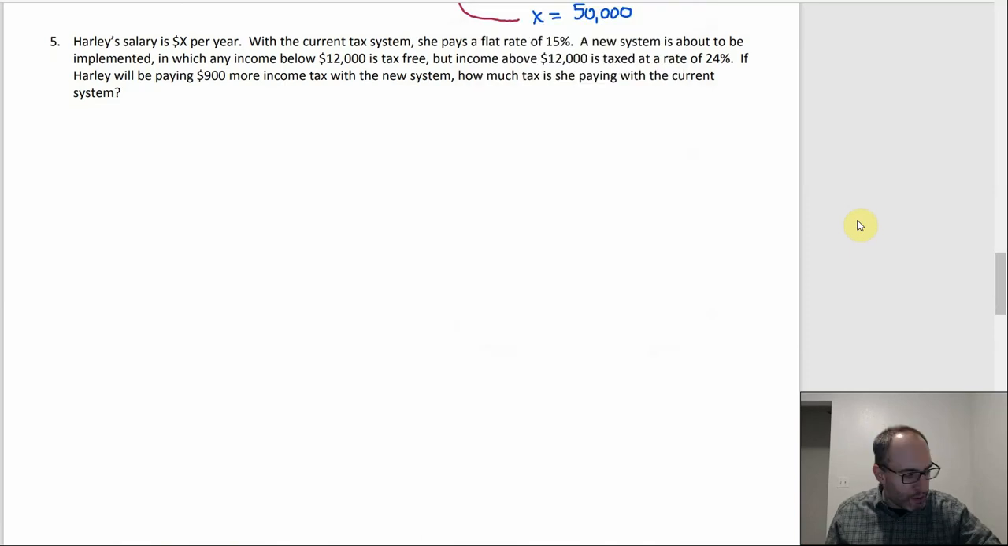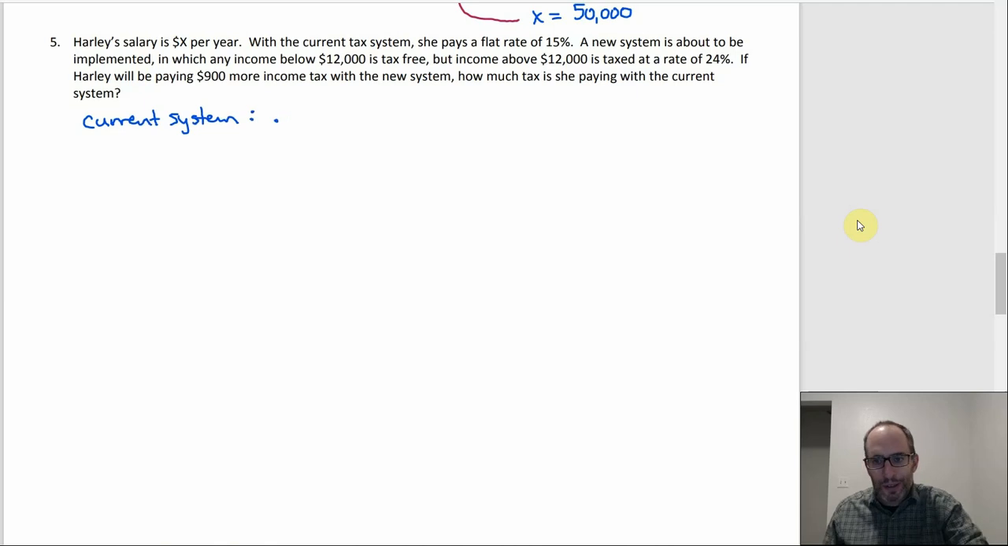All right, so then with the current system, it's a flat tax at a rate of 15%. So that's going to be, and I've been writing in the zeros. There we go. That would be 0.15 times x.